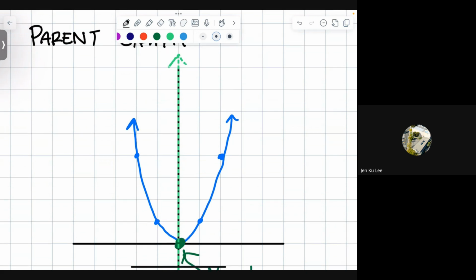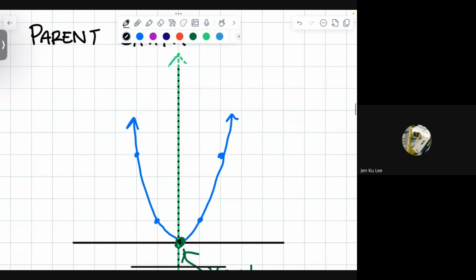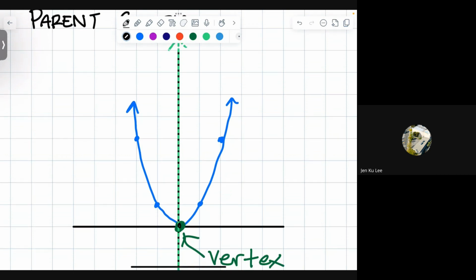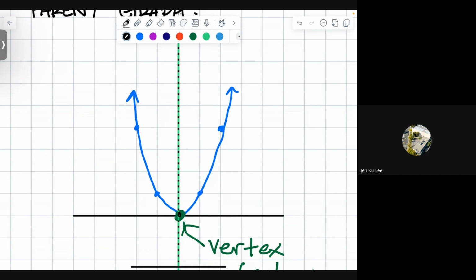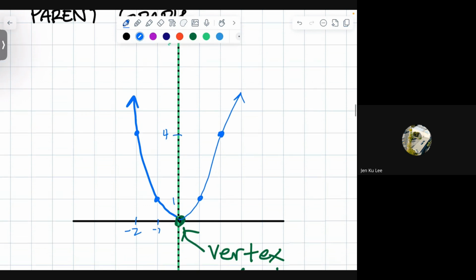So the parent graph here, I have (0, 0). Remember that point is called the vertex. That's where it's going to change from increasing to decreasing or decreasing to increasing. And then we're going to move it up. It looks like that, right? Where it's (-1, 1), (-2, 4), and then (1, 1) and (2, 4). So that's your parent function.